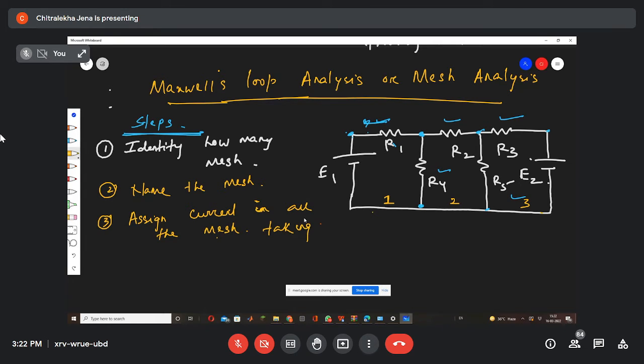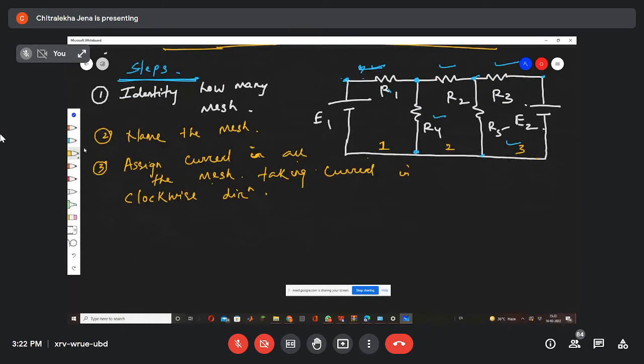taking current in clockwise direction. Okay, this is the convention. You will not ask me why you are taking clockwise direction. You have to take it. It's not that you will take anti-clockwise direction and solve, and you will not get the correct answer. It's not like that. But conventionally, we assume current in all meshes, flowing in which direction? Clockwise direction.